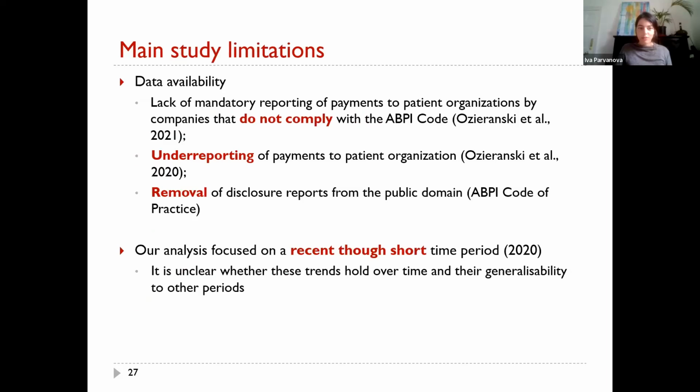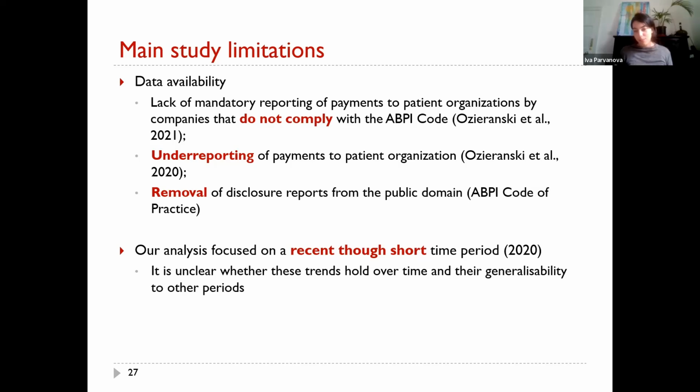And I will quickly go through our limitations, although I'm sure that some of you will bring up other limitations that might have skipped our minds. So the biggest limitation for any study like this that uses voluntary disclosure data is the data availability and the quality of the data.